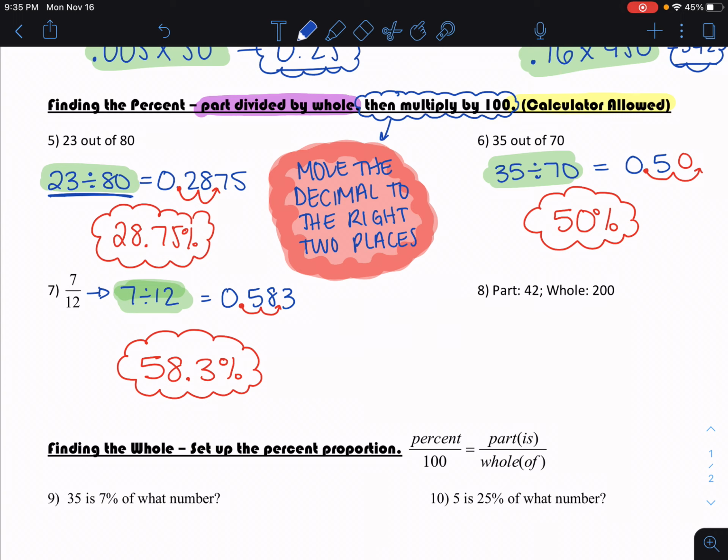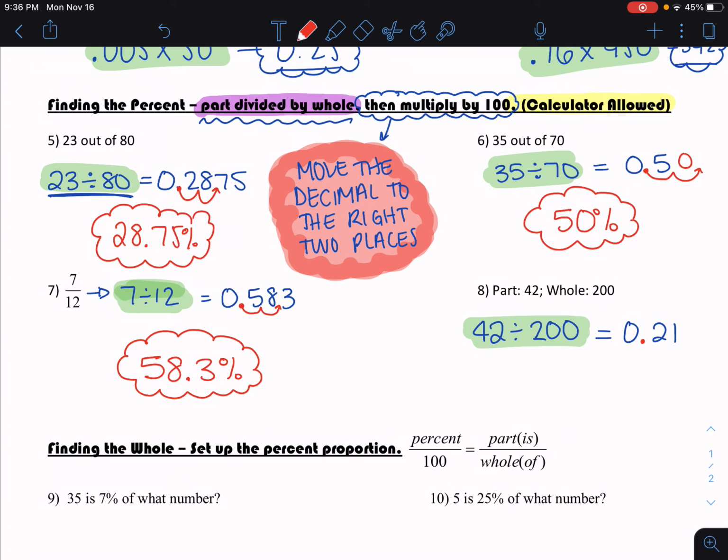Number 8, they tell us what the part is and they tell us what the whole is. Again, back to my directions up here, it says part divided by whole. So I'm going to do 42 divided by 200. If I show this, I may use my calculator. So I'm going to go to my calculator. 42 divided by 200 is 0.21.